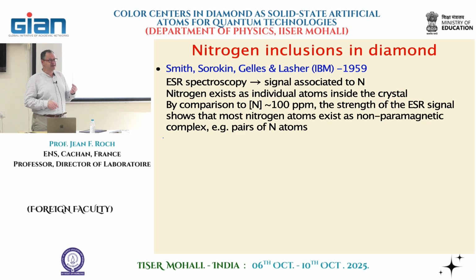Those nitrogen impurities will have an electron spin of 1/2 due to the electron left over, not bonded by the other carbon atoms, because it's now in substitution. And we should see a signal coming from this single electron associated with the nitrogen. But then they found that if they compare the strength of the electron spin resonance signal, it was actually much weaker than what was expected.